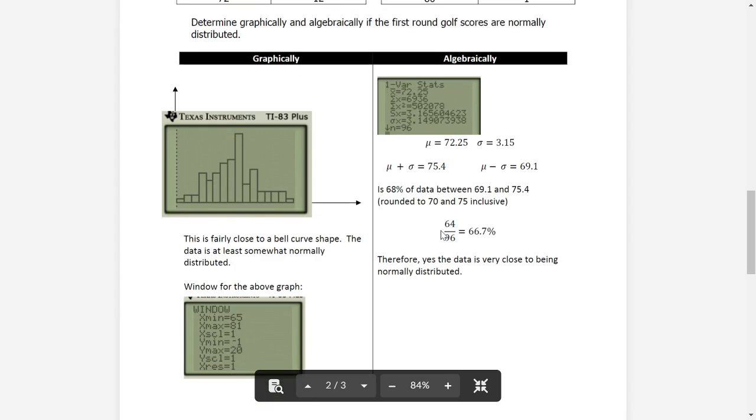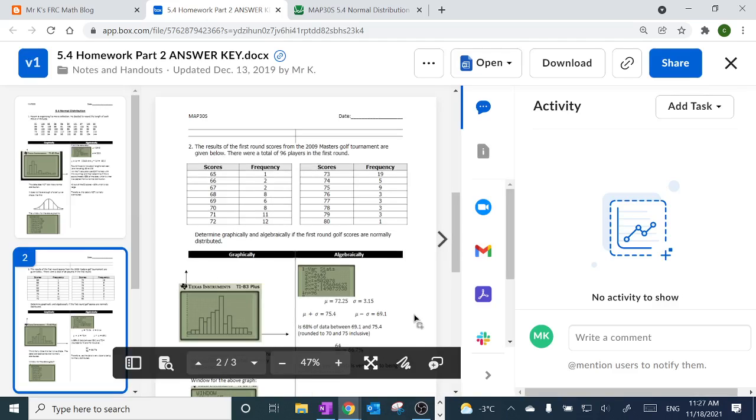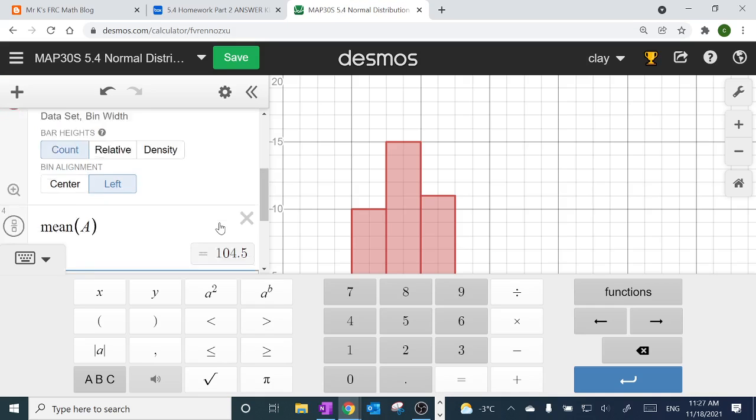Let's prove it algebraically. The algebra tells me, when I run this through my calculator, that the mean is 72.25 and the standard deviation is 3.15. Now, I actually took the time to try this on Desmos. This is the big problem with Desmos. Desmos doesn't know how to deal with a frequency table. So I actually took the time. I used Word to make a shortcut and just repeatedly cut and paste the same numbers. Then I typed them into Desmos in Unit B.